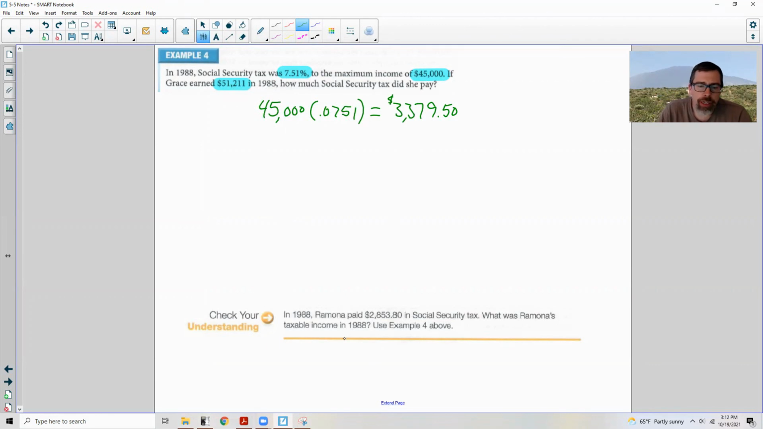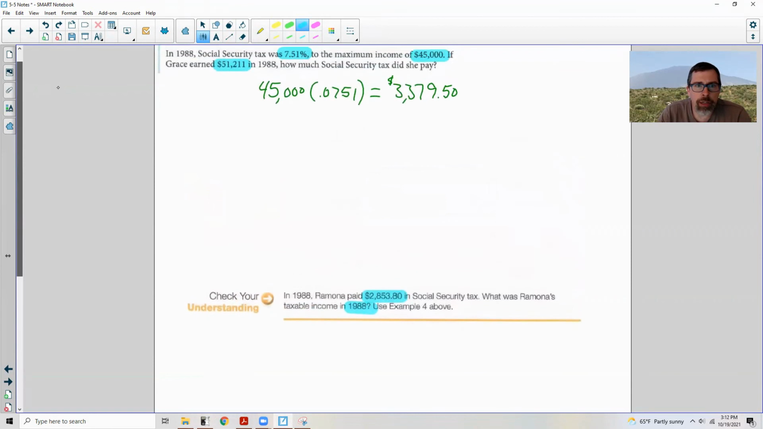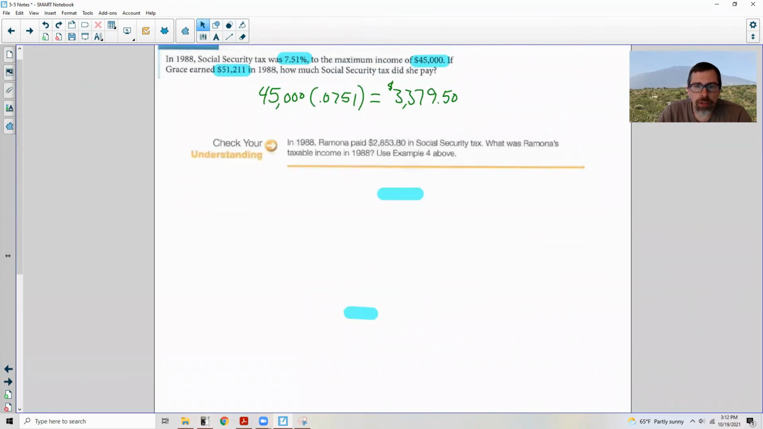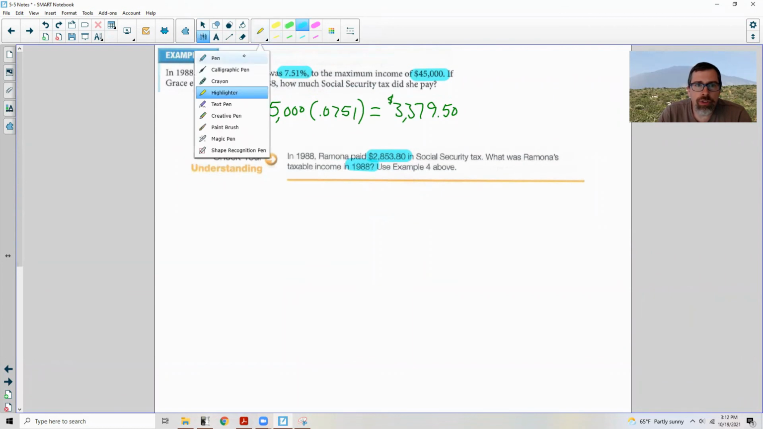Okay, so now check your understanding, pause the video, see if you can do this, come back, see how you did. So in this one, it says in 1988, Ramona paid $2,853.80 in Social Security tax. What was her taxable income in 1988? Use example 4 above. Well, I better go back up there then. And since it's so far away from me, I need to move these all up. So there's what she paid, and it was 1988. So all we're going to do here is use the values from 1988.